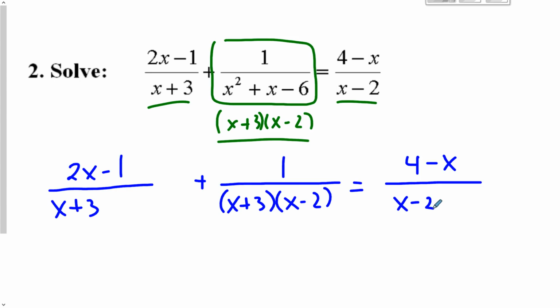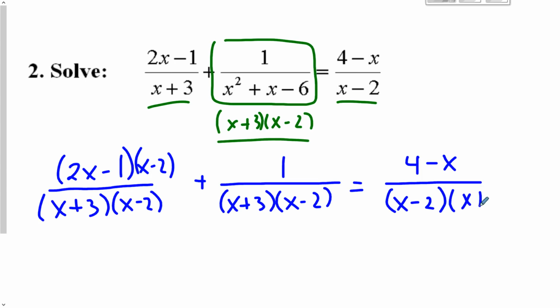And so if we look at this first fraction, I have an x plus 3 on bottom, but I don't have an x minus 2. So I'm going to give myself an x minus 2 on bottom. And when I do that, I need to multiply by x minus 2 on top. We're just multiplying by 1 here. In the second fraction, I already have both things in the denominator that I need. On the third fraction, I have an x minus 2, but I don't have the x plus 3, so I'm going to have to multiply by x plus 3 on top and bottom. All right, so I did my job of getting a common denominator.